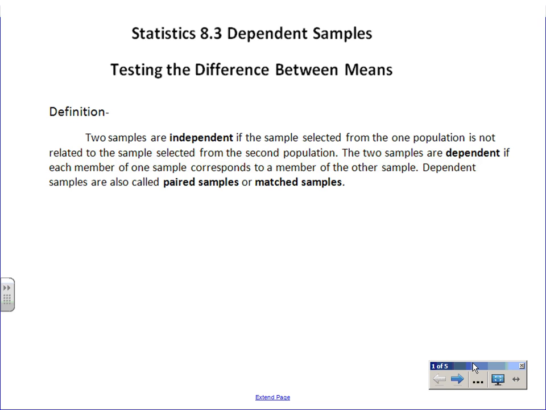The two samples are dependent if each member, and this is kind of a little bit different here, it says, if each member of one sample corresponds to a member of the other sample. Okay? Dependent samples are also sometimes called paired samples or matched samples. And the ones we're going to deal with today are the dependent samples. Right? And I think it'll be very easy to see that the two examples we do later are actually dependent, but we will talk about it. But I think we kind of have those two words fairly well understood, at least in our own words, hopefully.